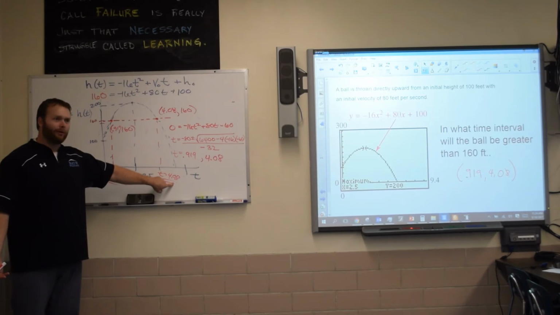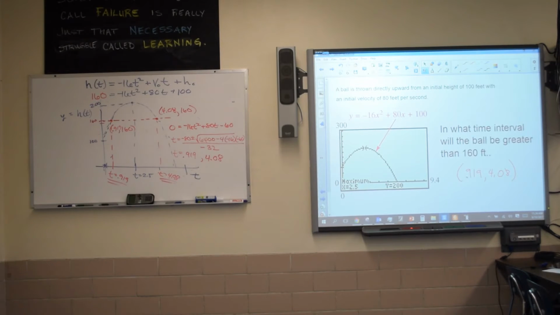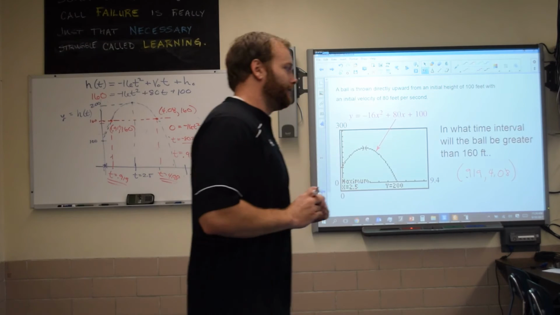This one, I don't know, we rounded that one down, I think. So you would exclude that one. Okay, but I'm not going to really argue that. Let's put just open parentheses there. Anything greater than 0.919 and less than 4.08 will definitely be greater than 160. Does that make sense?